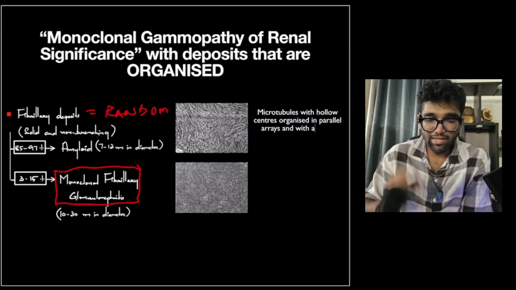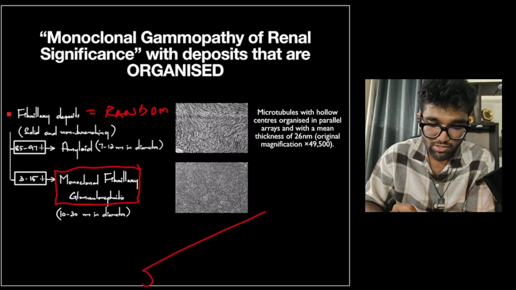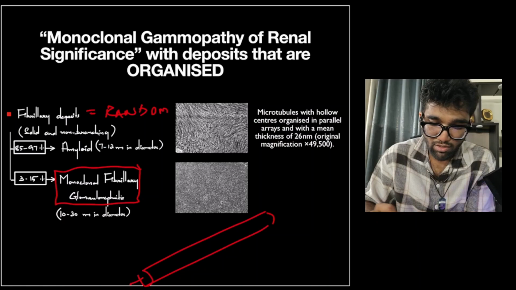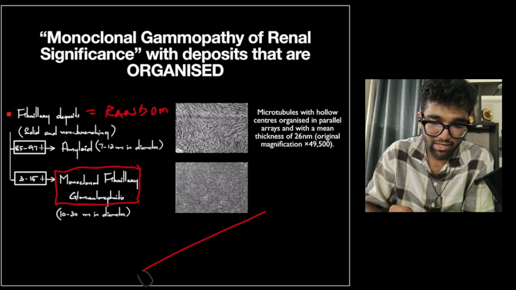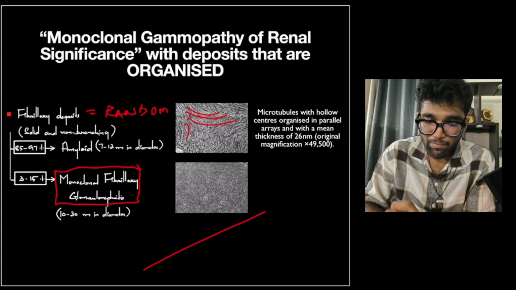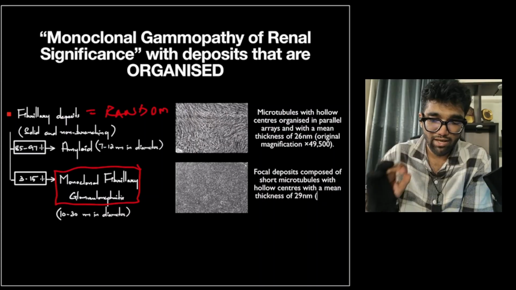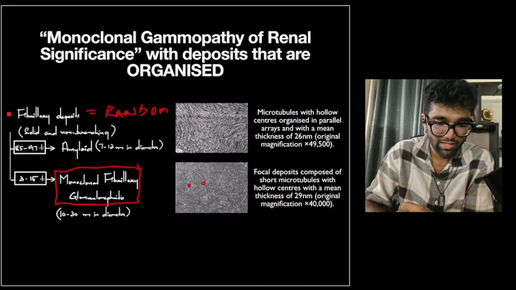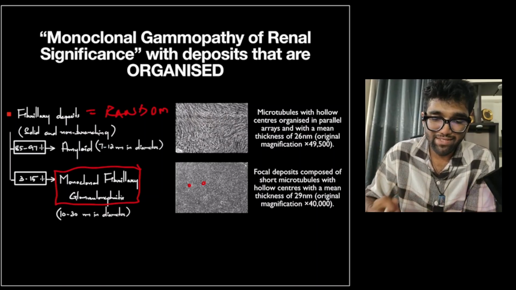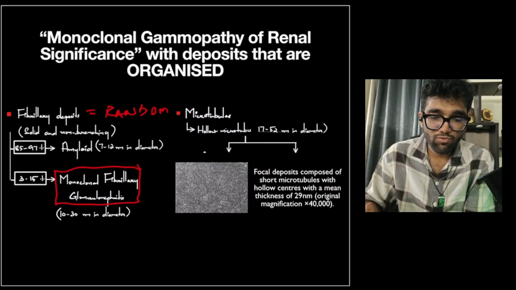Now, on the right side of your screen, what I've shown you are microtubules. So microtubules are basically hollow structures. They have a lumen. Now, these hollow structures are organized either in parallel arrays, as in they form these shapes, or, as in the second situation, they are deposited in a random pattern. So you can see the hollow structures in between. They look very similar to the fibrillary deposits, but again the size is very different. Now these two fall under what we call microtubules.